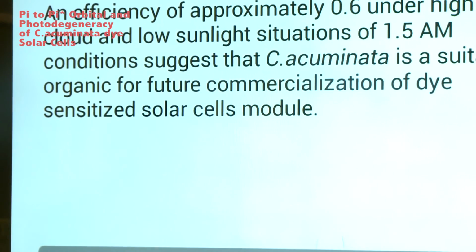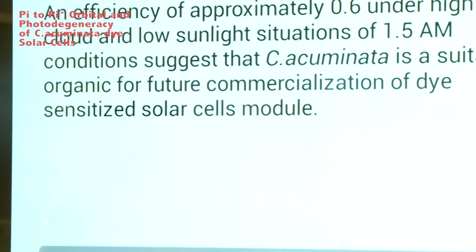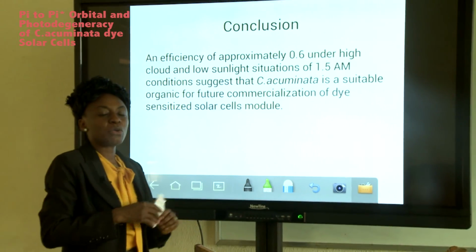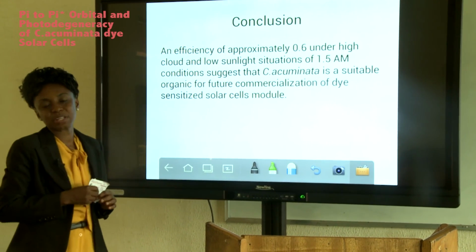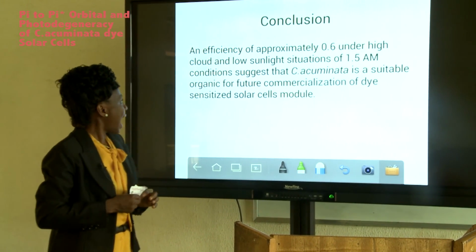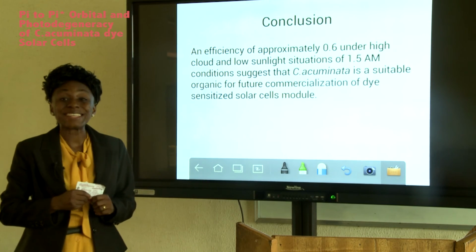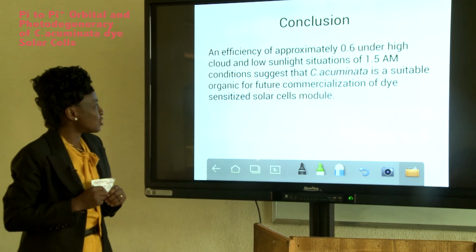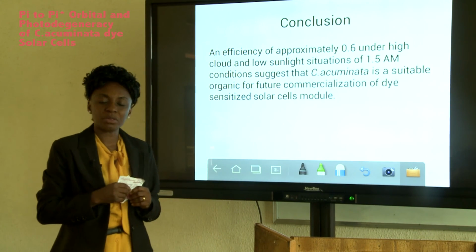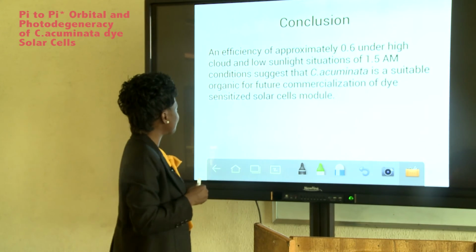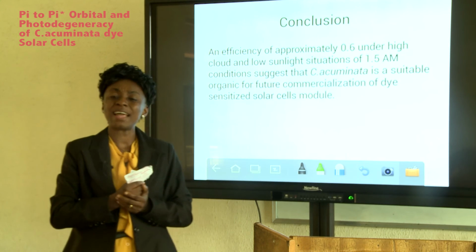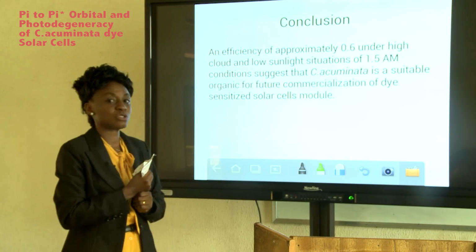Okay. We'll just conclude with the fact that the efficiency of the dye was calculated using a very simple formula where we looked at the change in absorbance over the original absorbance expressed in percentage. And we got a value of 0.6, and it was under actually very low sunlight conditions. So if the conditions were favorable, the chances are that the efficiency would be higher. And as a result of this, C. acuminata dye is considered a prospective candidate for commercialization of dye-sensitized solar modules.